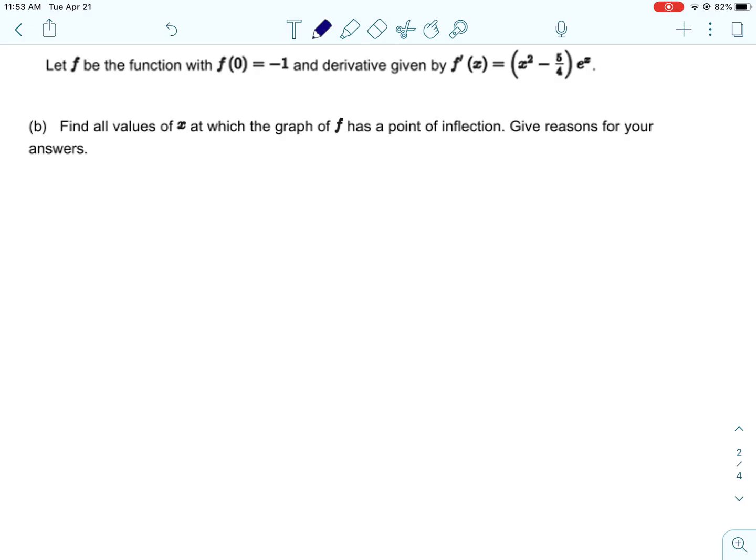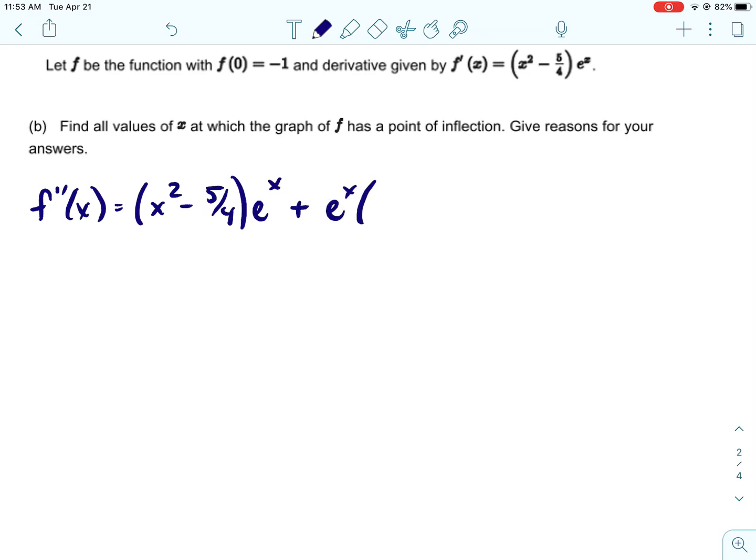Okay, so let's move on to the next one. B is still talking about f, so we don't need the graph of g. We want to know what values of x does f have a point of inflection. All right, so to find the point of inflection, we do need to find the second derivative.